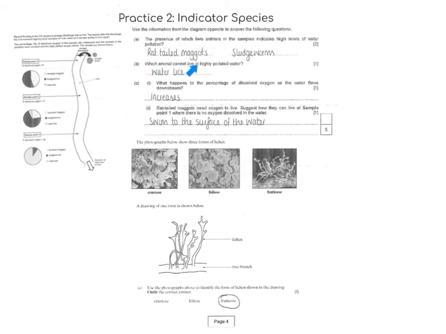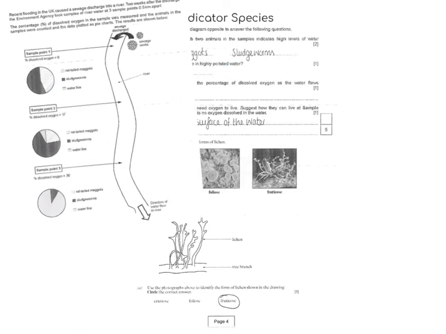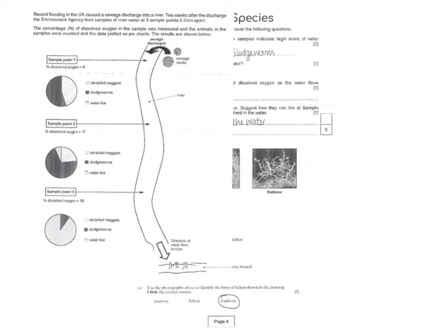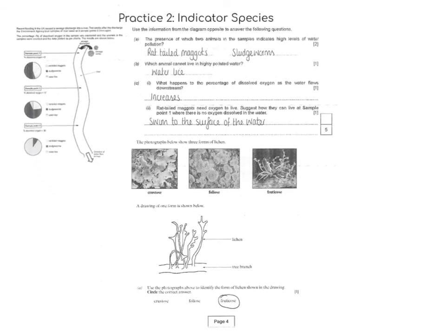Which animal cannot live in highly polluted waters? Well, out of the 3, if I zoom back in so you can see, in the highly polluted water we have no water lice. They're found down the bottom where there's very little pollution. They like clean water.